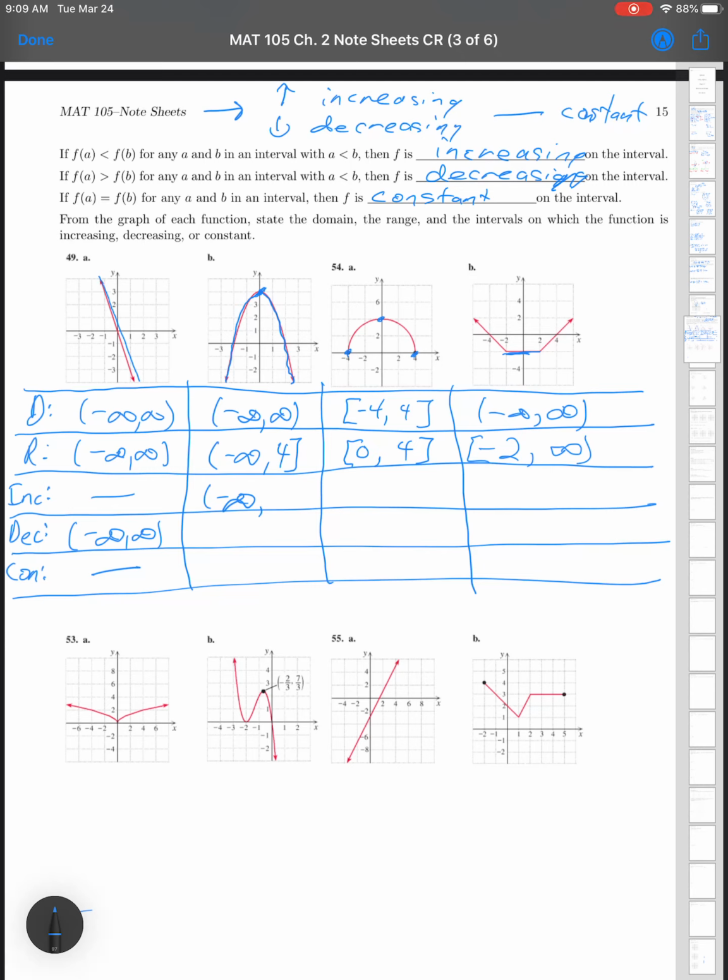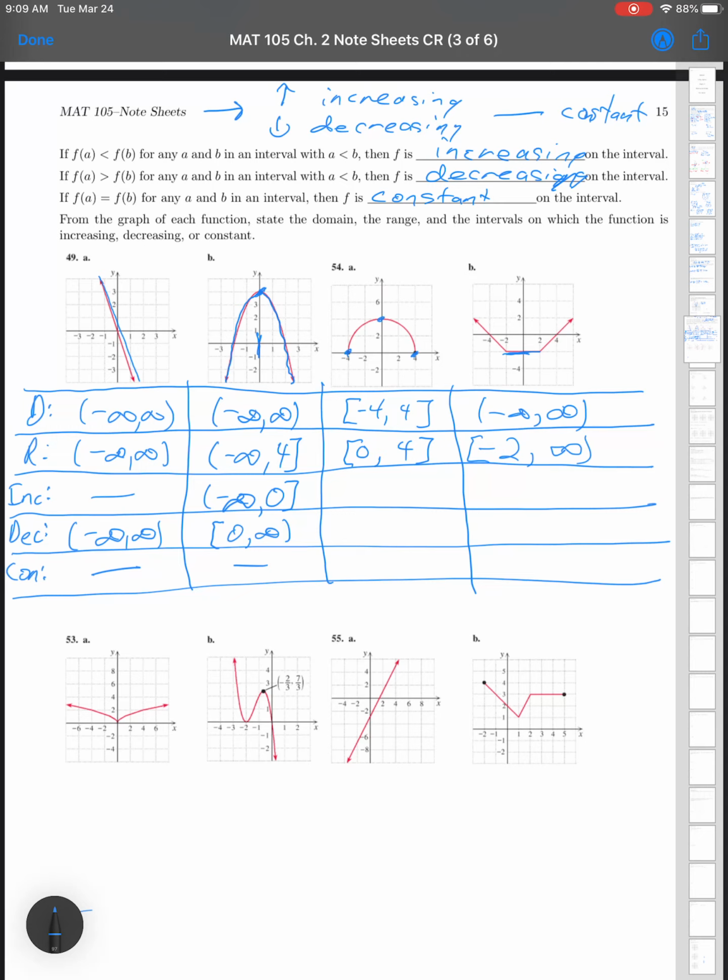So I increase starting at negative infinity, and I keep increasing until my x value is 0. I don't tell you where the y value is when I stop increasing. I tell you what x value I stop increasing at. And then from there, we go down. So this decreases from 0 to infinity. And once again, this one is not constant anywhere.